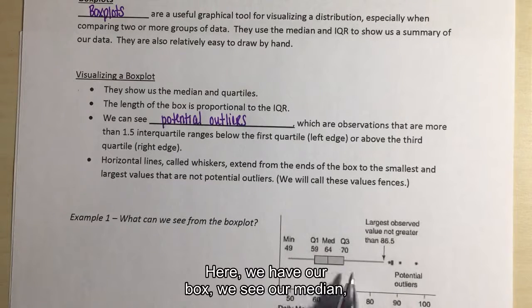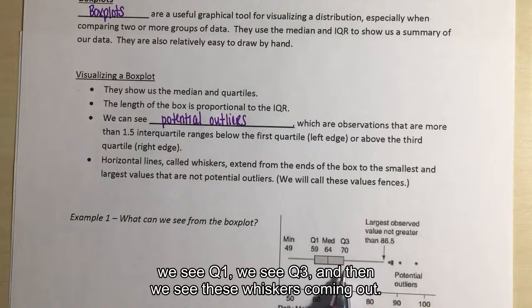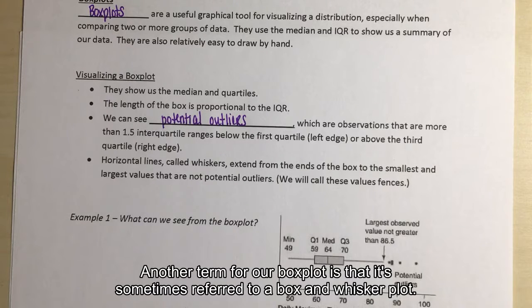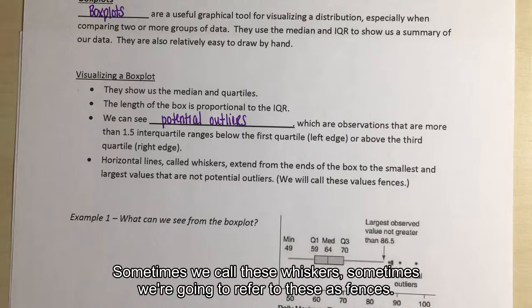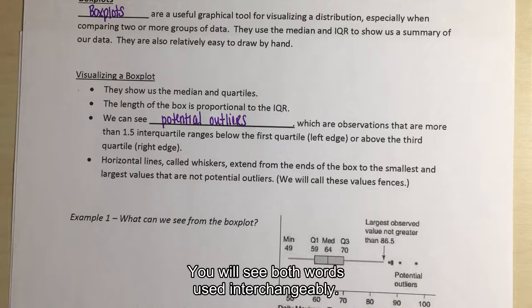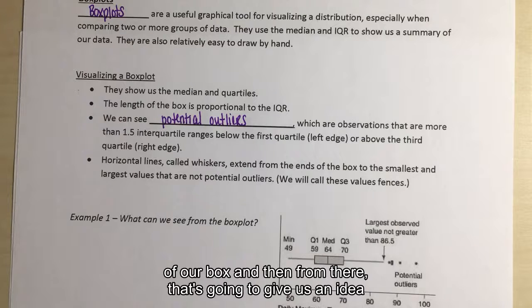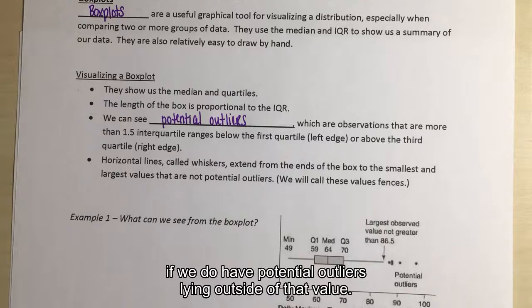And then we're going to extend little horizontal lines, where we can see in this picture. So here we have our box, we see our median, we see Q1, we see Q3, and then we see these whiskers coming out. Another term for our box plot is a box and whisker plot. Sometimes we call these whiskers, sometimes we refer to these as fences, so you will see both words used interchangeably. So when we're looking at these horizontal lines extending from the ends of our box, that's going to give us an idea if we do have potential outliers lying outside of that value.